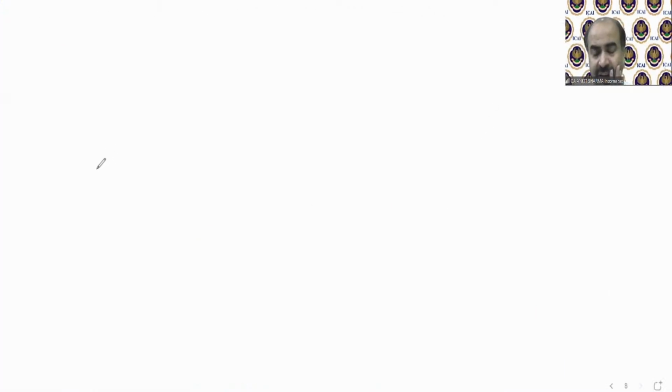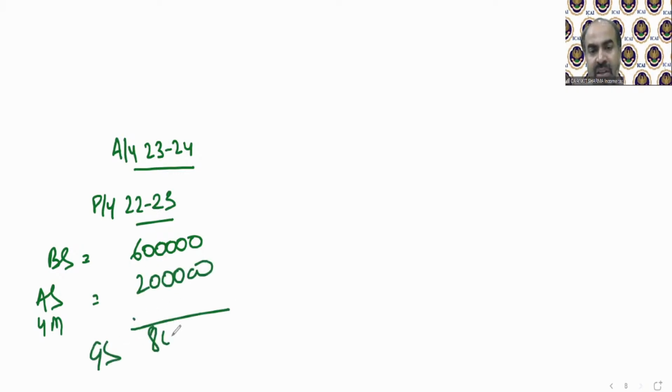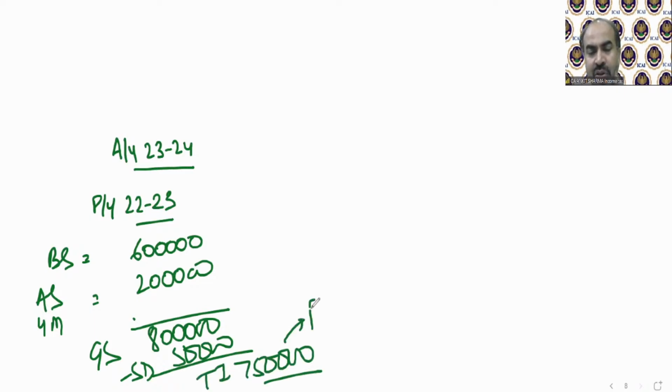If you think, advance salary also has the same concept. For example, for assessment year 23-24, previous year, that means 22-23, the assessee's basic salary is, suppose, 6 lakh. And advance salary for the next year, 4 months, has been given by the employer, 2 lakh rupees. So if this is your gross salary, that means 8 lakh rupees less standard deduction of say 50,000. So if your taxable income is 7,50,000, you pay tax on this.